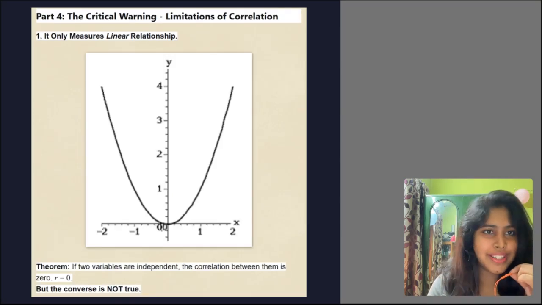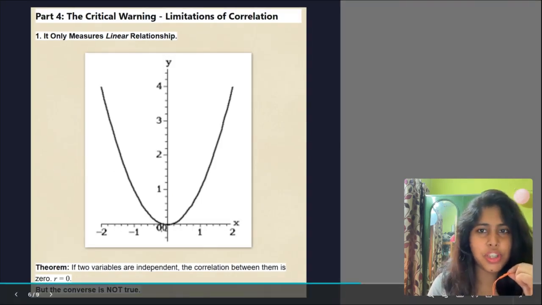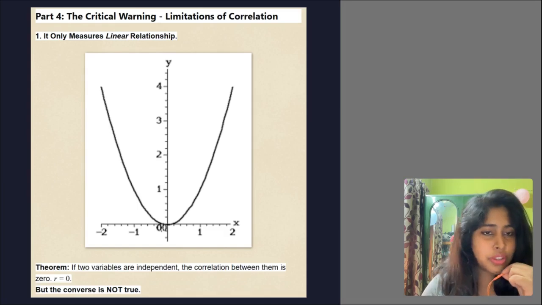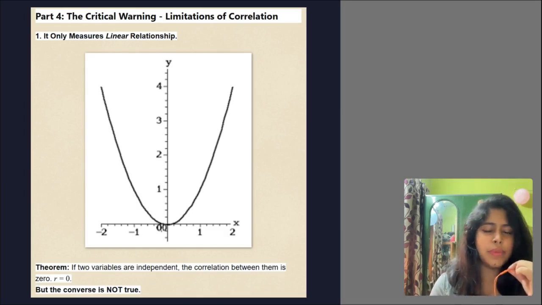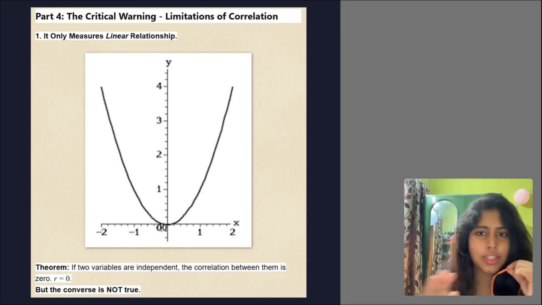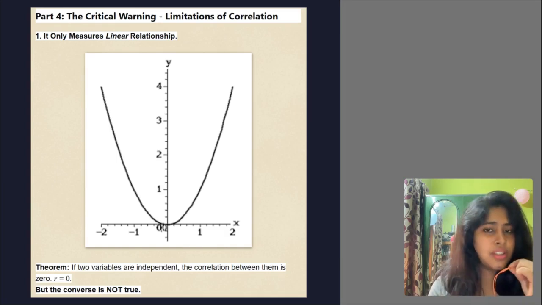Coming to the next slide. Part 4. The crucial warning. What correlation can and cannot do. See, this is the most important part of this review. If you remember nothing else, remember this. Correlation has a major limitation. First, it only measures linear relationship. Correlation is completely blind to anything that isn't a straight line.